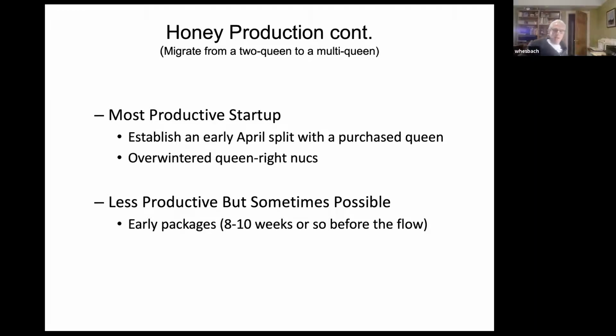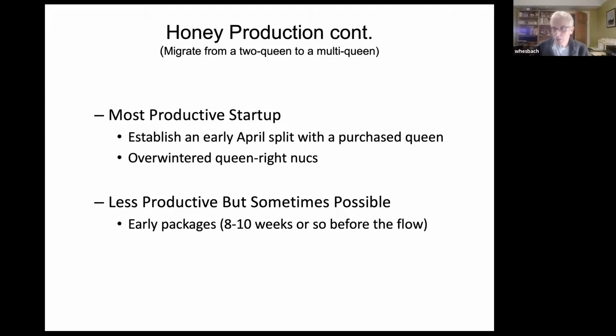So one way that you can do this, now I'm going to talk about more of the practical side of setting up a multiple queen colony. And the best way is to migrate, in my opinion, from a 2-queen system to a multi-queen system. So how do you do that? Okay. So the best way to do this is with your large colonies that overwinter.